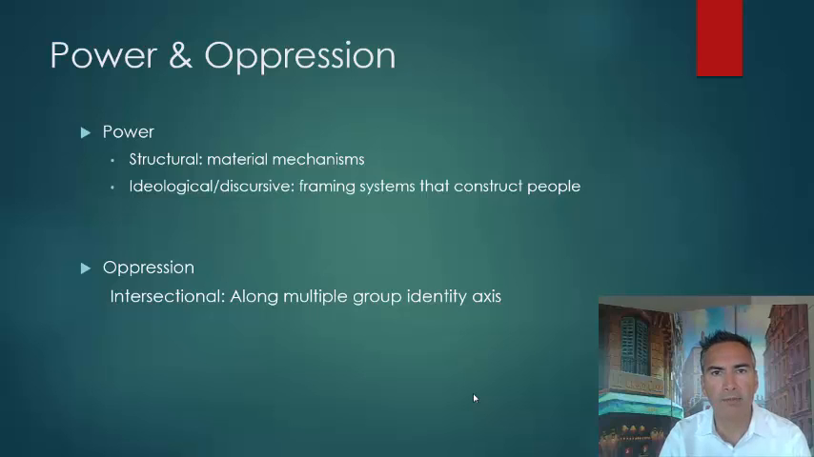So oppression can manifest itself as both a set of structural arrangements, like denying individuals the ability to vote, police brutality. Equally, it could be denial of employment opportunities. The other piece of oppression that can take place is the way that individuals are constructed. So that discursive piece.